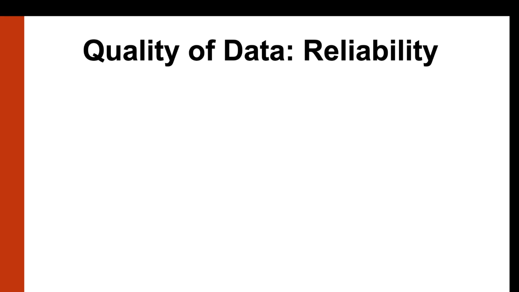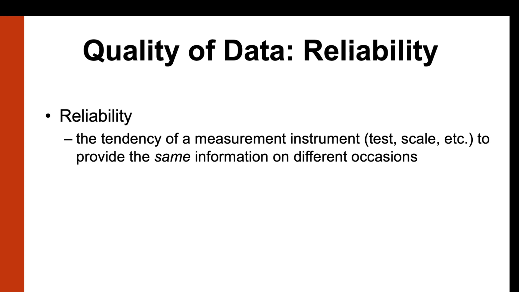Let's go into more detail on reliability. Reliability, you can substitute the word accuracy for reliability, because what we are wanting to make sure when we're thinking about reliability is that we're getting an accurate measurement of whatever construct you're trying to measure. So it's the tendency of that measurement instrument or that test to give you the same information on different occasions.